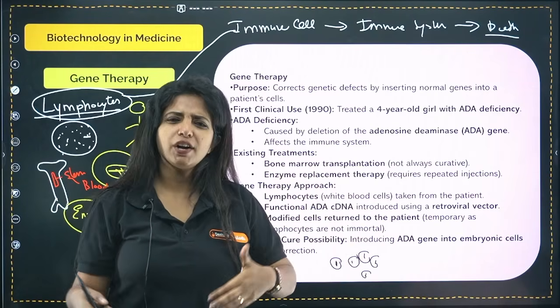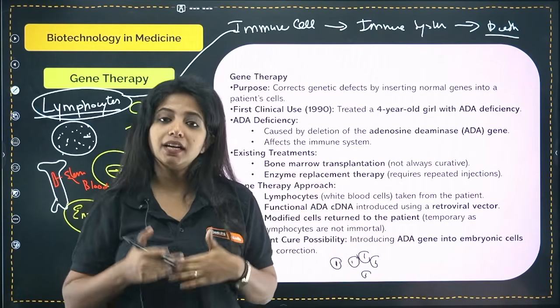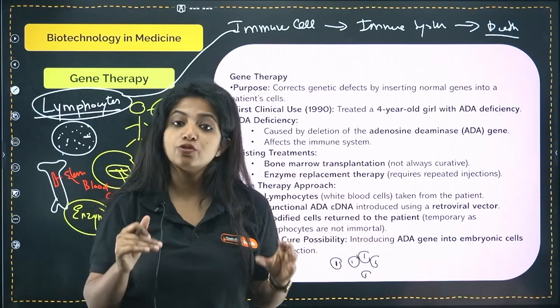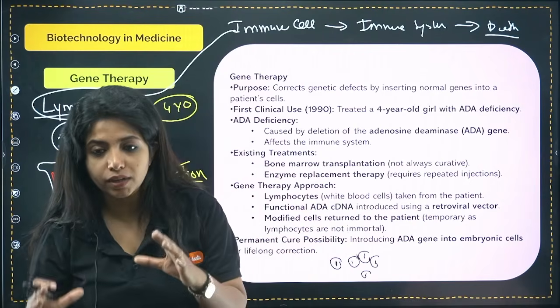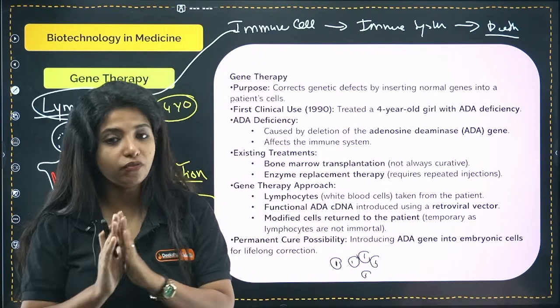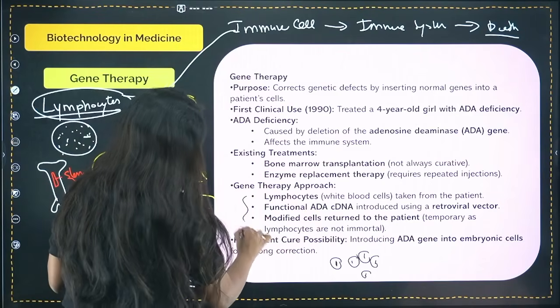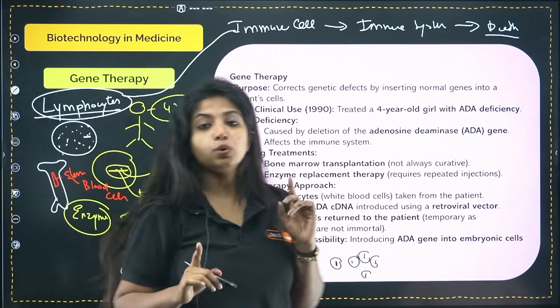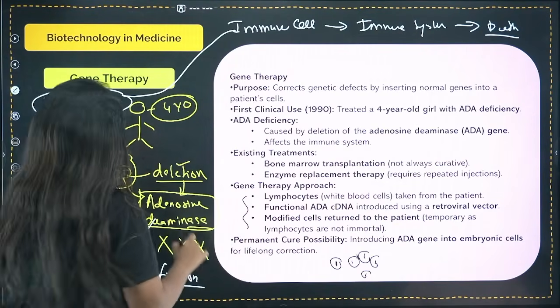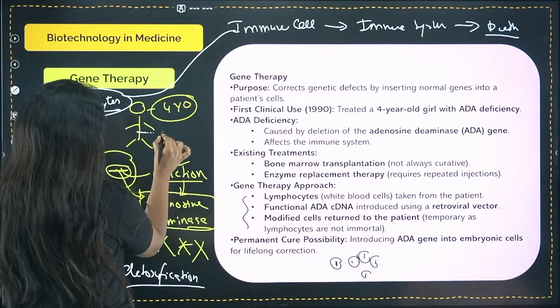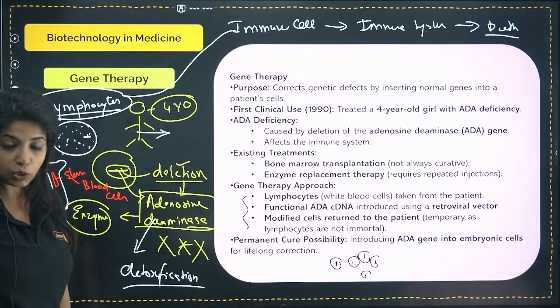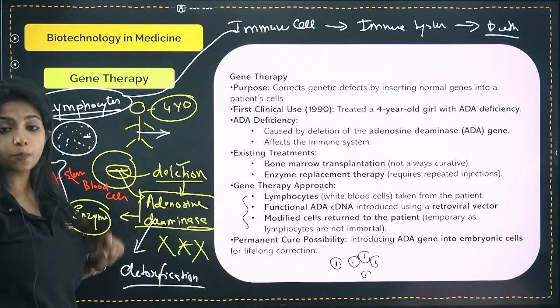But if you are doing it in the adult stage, again you will need repeated transfusion. But anyway, you should know how gene therapy works. So I'm going to explain that. Listen to me very, very carefully. So the first thing that you need to do is take the white blood cells, that is the lymphocytes, from the patient. You are going to take some lymphocytes from the patient.